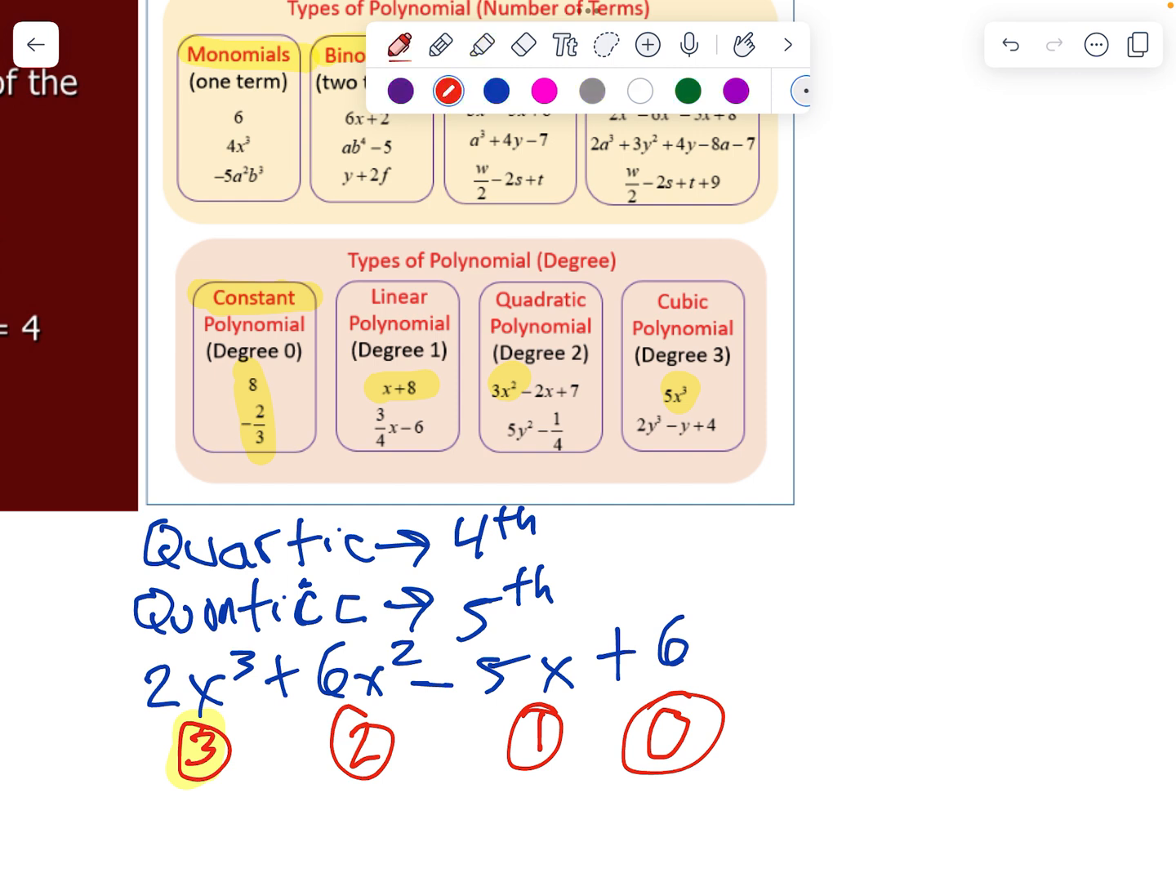So this is what we're going to call a cubic polynomial, because it has more than 3 terms, so we just say the general term is polynomial.